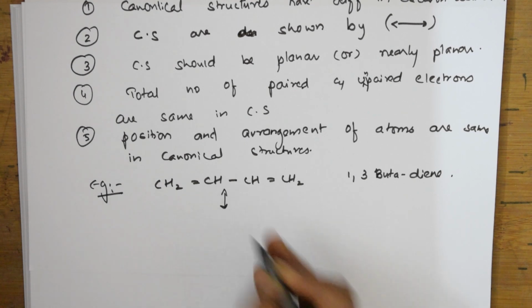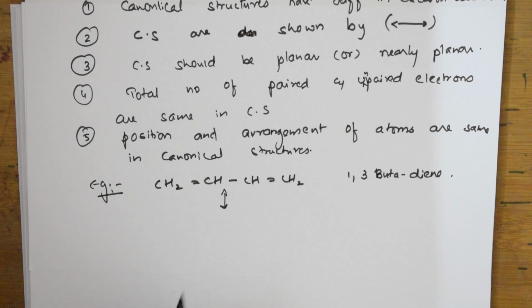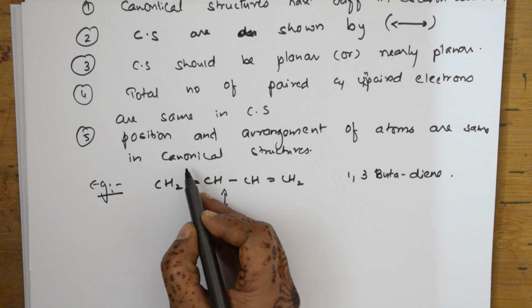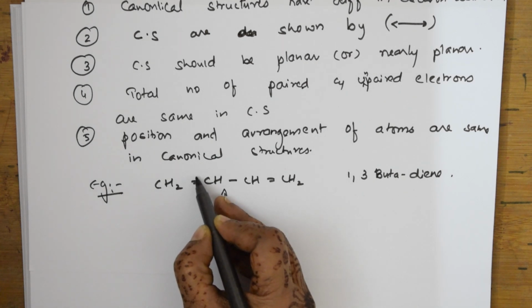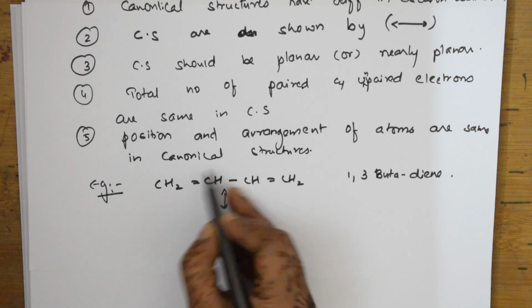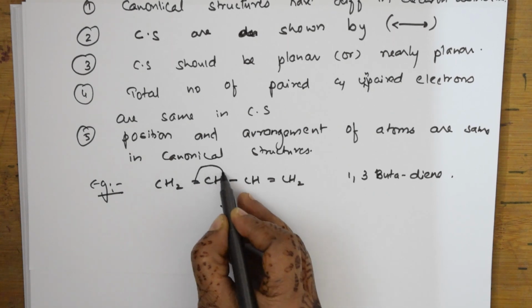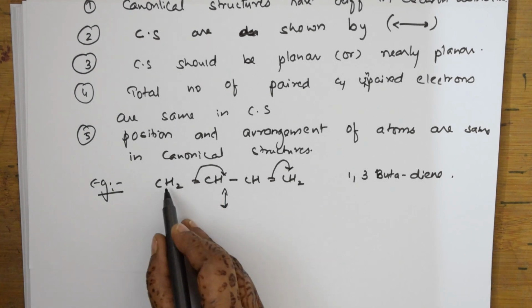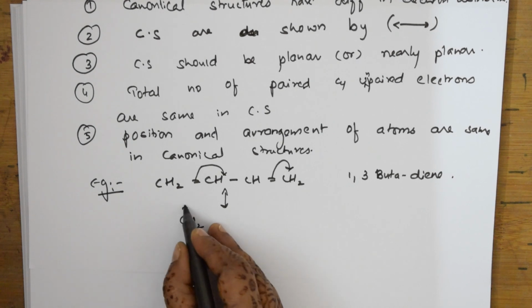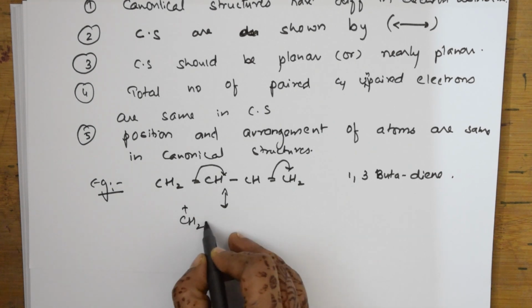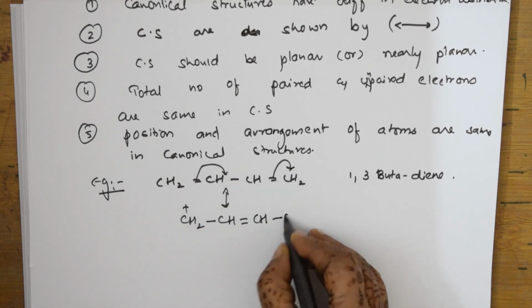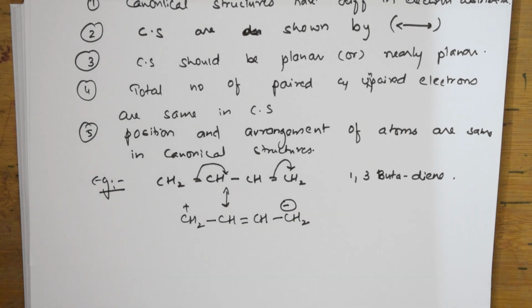Now I said they are represented by the double-sided arrow, isn't it? When you denote with the double-sided arrow, what's going to happen here? Just see, this double bond is going to shift here, and this double bond is going to shift here. When a bond is broken here, this attains a partial positive charge. Single bond CH, the double bond has shifted here. This becomes CH, and because of the bond, this attains a partial negative charge.